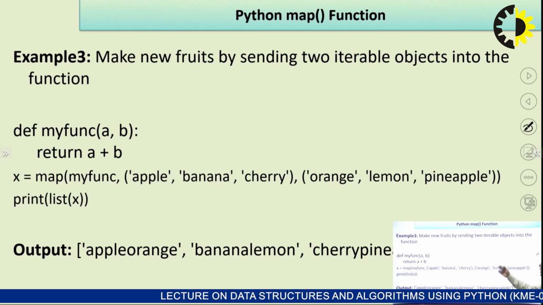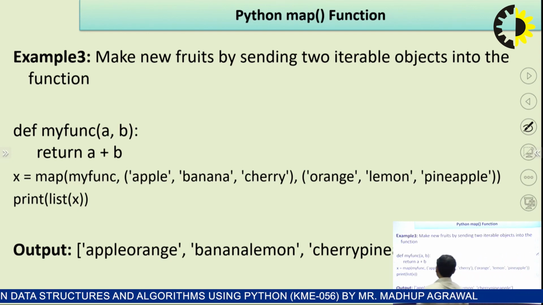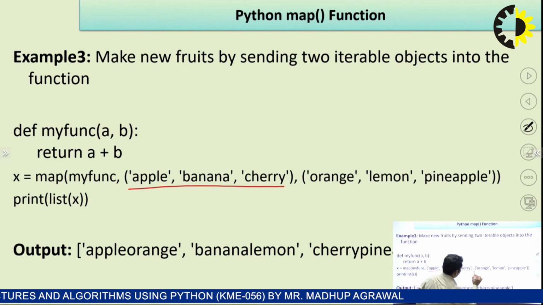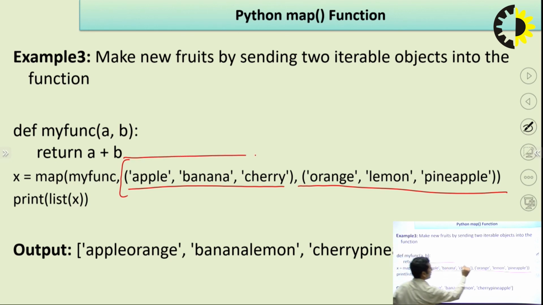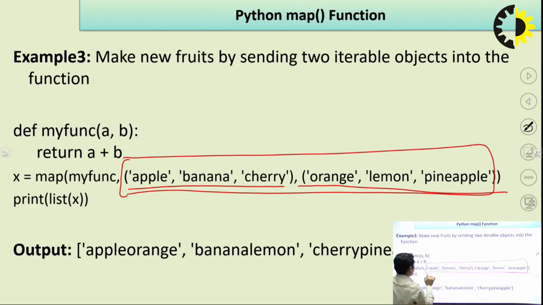Now, make new fruits by sending 2 iterable objects into the function. Here we want to make a new list. Here are 2 parameters for the action. The first parameter is the particular function we want to apply, and we will receive the first element from the first list and the first element from the second list, apple, orange.